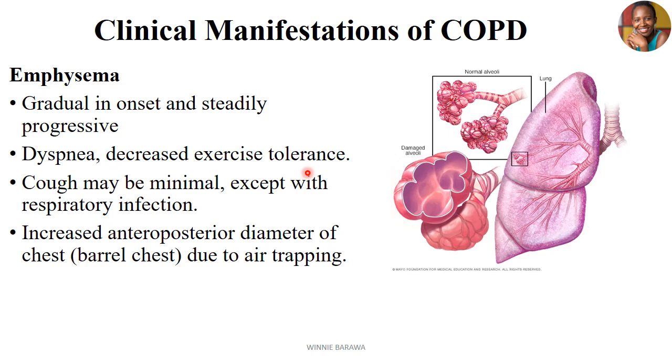There'll be some display of fatigue, and there'll be that inability to withstand long, maybe standing activities or engage in full activities. Cough is minimal, except where there are respiratory infections, then this can be observed. But in observation, the patient also has increased anteroposterior diameter of the chest, leading to development of what we call the barrel chest. Basically, this is due to the air trapping.